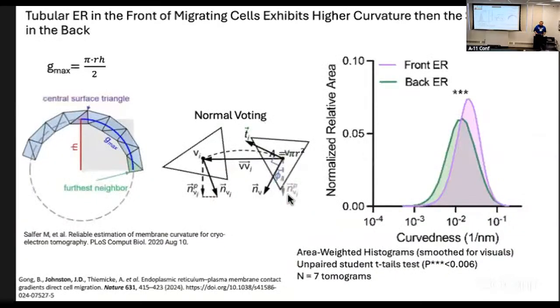So using this pipeline, one of the things about the ER is that the front should have been more curved than the back, because tubular ER tends to be more curved. One of the pipelines used imports a library, PyCurv, which uses a triangular mesh geometry. You can use this to calculate different curvature values and distances. So I used this to quantify the front ER from the back ER, just by measuring the curvature of it. And of course, the front has more curved ER.